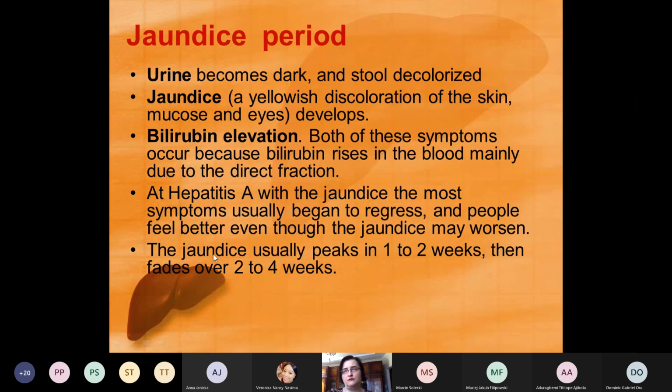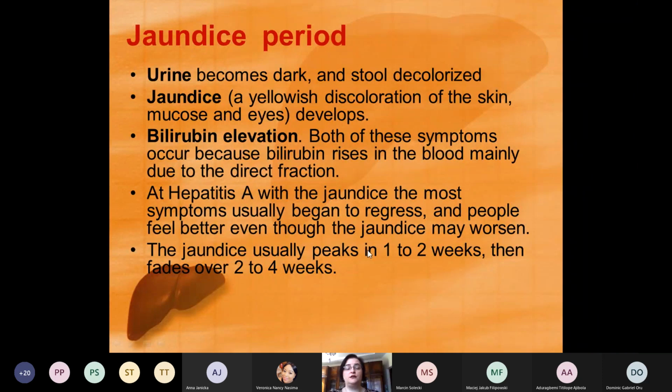Bilirubin elevation means already in the biochemical blood analysis. Both of the symptoms occur because bilirubin rises in the blood, jaundice and bilirubin elevation both in the blood, mainly due to the direct fraction, but at the beginning of the disease, when the liver is very seriously involved, also the indirect, unconjugated, can be elevated.